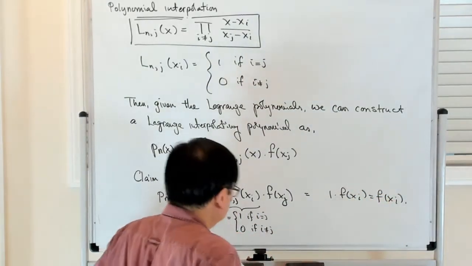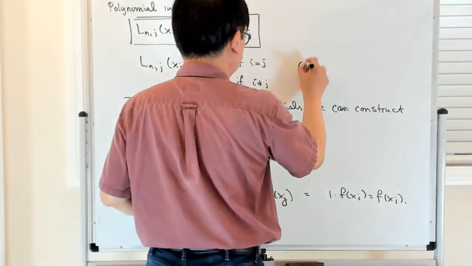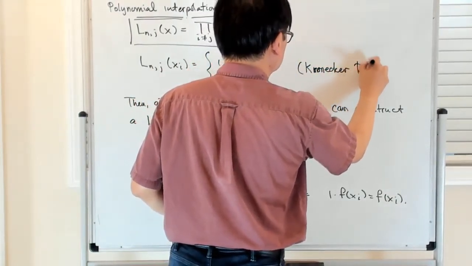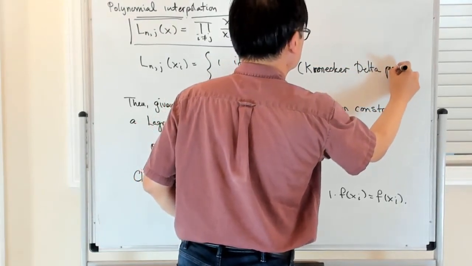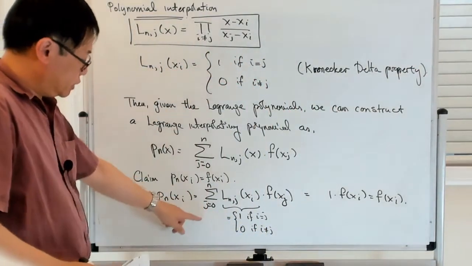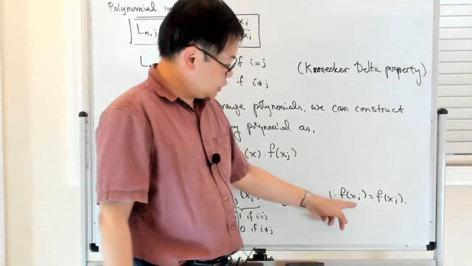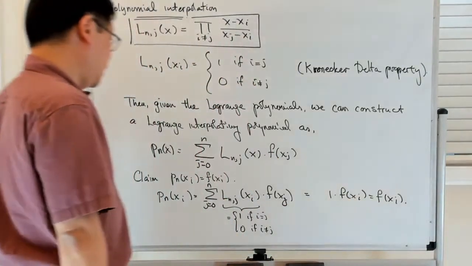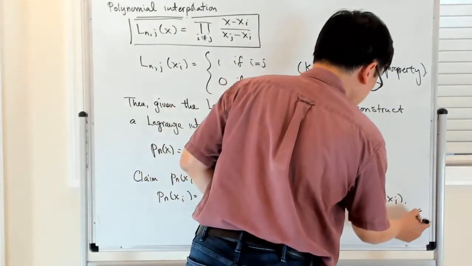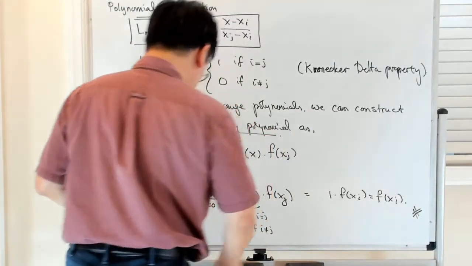So this property here is what is oftentimes referred to as the Kronecker delta property. The Kronecker delta property guarantees that when you have this sum, it collapses to just one term, which is when i is equal to j. That gives me just f at x_i, which is what we want. So that is indeed a Lagrange interpolating polynomial.